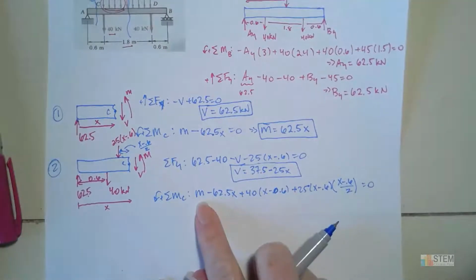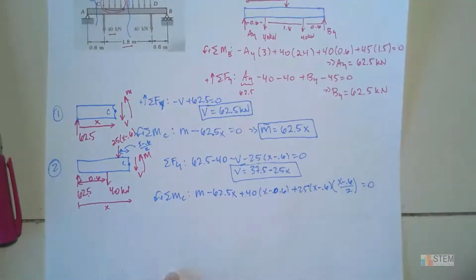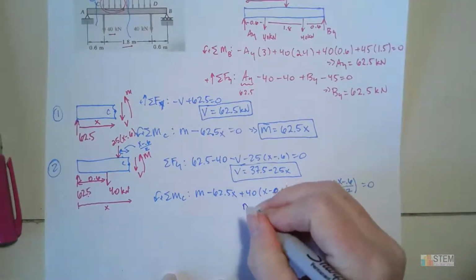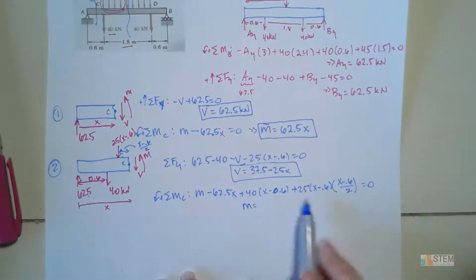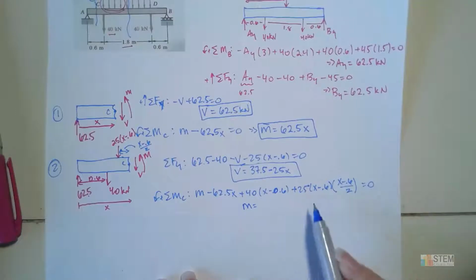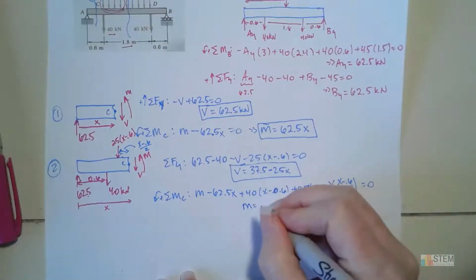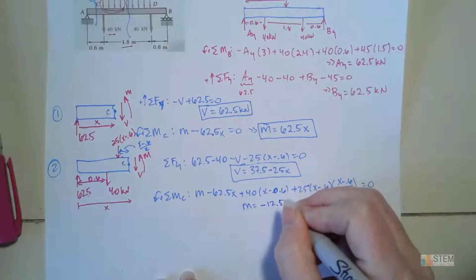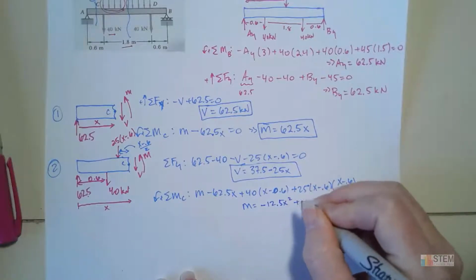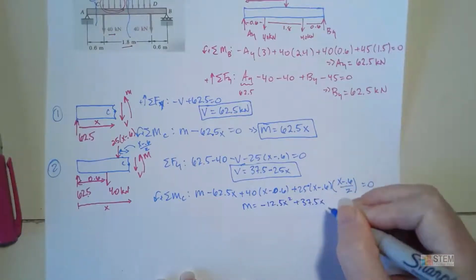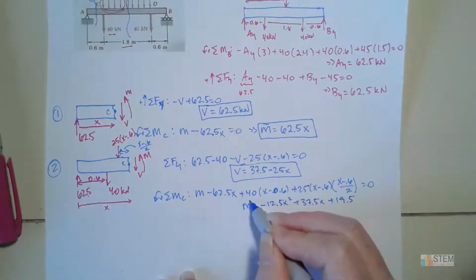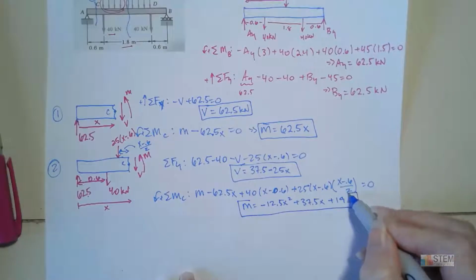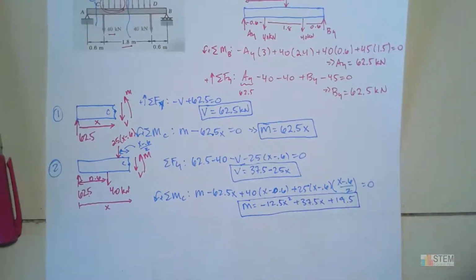And now we're going to solve for m. So remember, m is that internal moment. Now, once you expand all this out, I'm not going to go through all the algebra, but once you expand everything out and group up the like terms, you're going to have negative 12.5x squared plus 37.5x plus 19.5. All right, so now you have that.